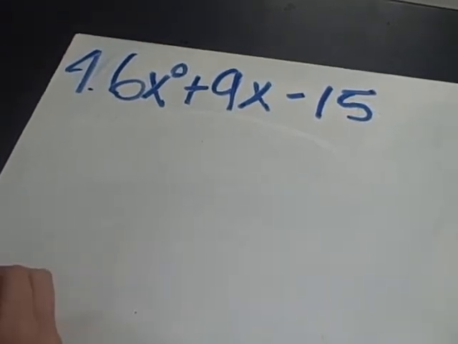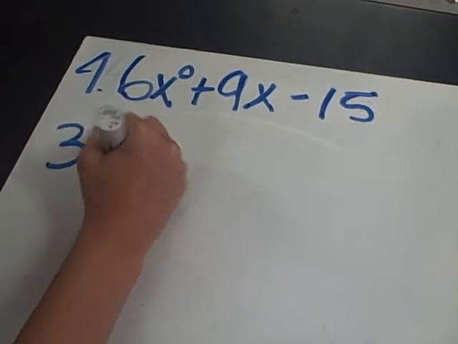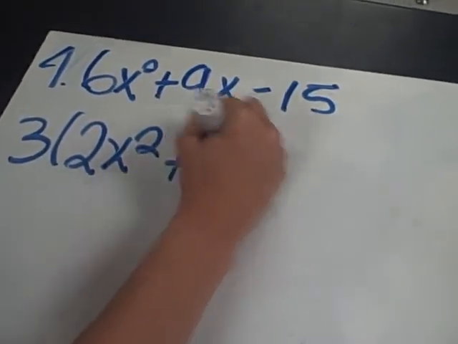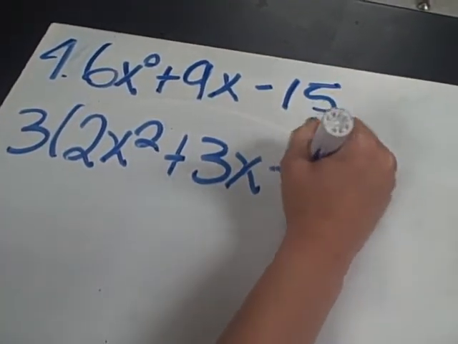For this equation, the greatest common factor is 3. So we pull out our 3. 3 divided by 6 is 2, so that's 2x squared. 3 divided by 9 is 3, so that's 3x. 3 divided by negative 15 is negative 5.